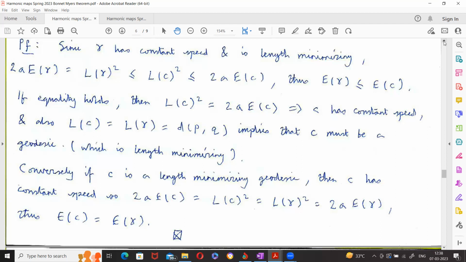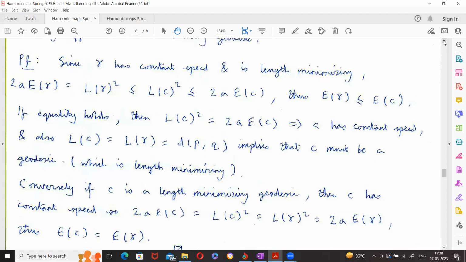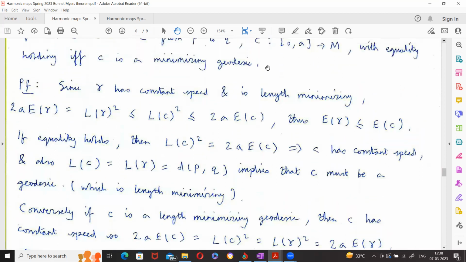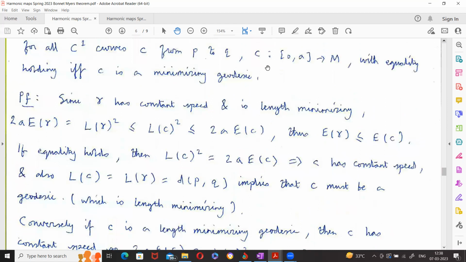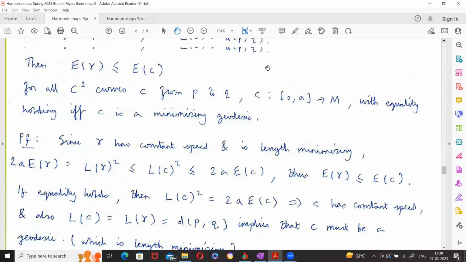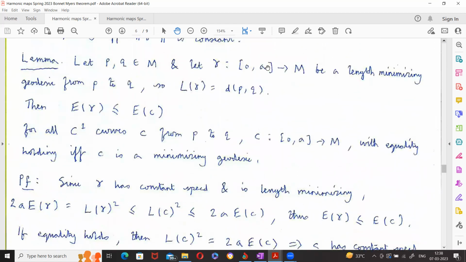So if we look at curves from P to Q, then the length minimizers with constant speed are the same as the energy minimizers. Is that clear? Both of them are length minimizing geodesics from P to Q. Is it clear? Okay.